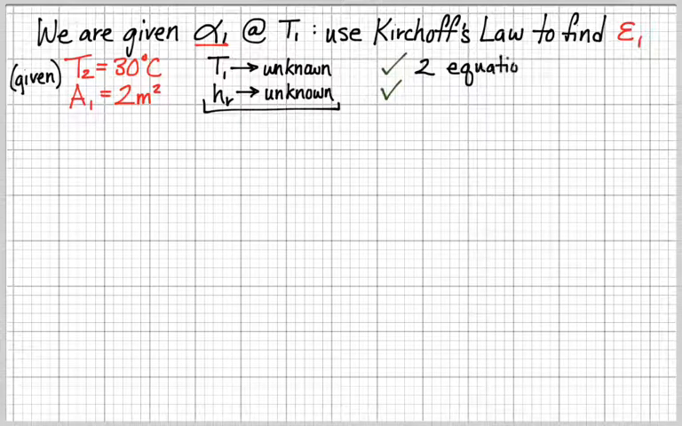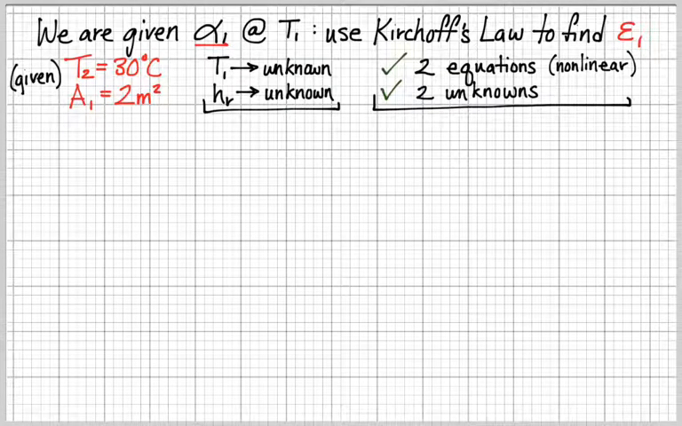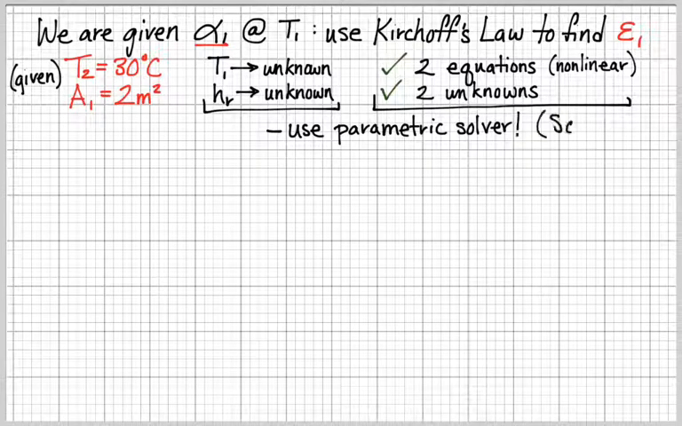We do not know the temperature of the panel. We know it's in equilibrium, but we don't know the temperature of the panel. And we also do not know the radiative heat transfer coefficient. What we have then is two equations. At least one is nonlinear in nature, and we have two unknowns. Anytime we have two equations and two unknowns, what we're looking for is the use of a parametric solver.